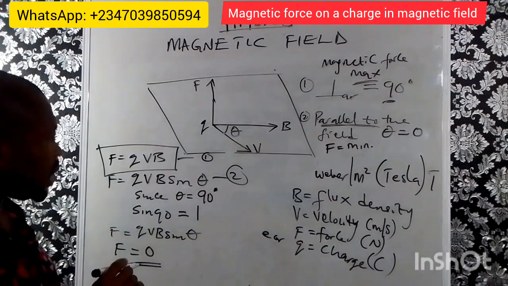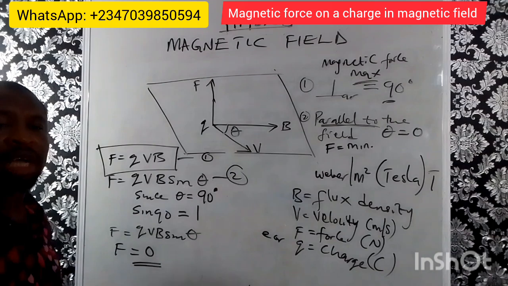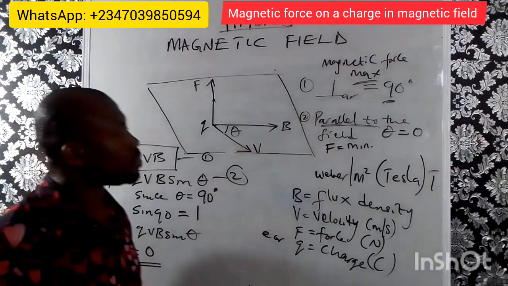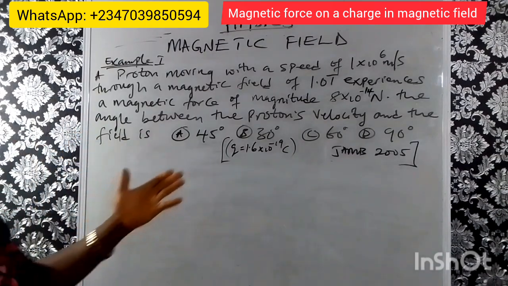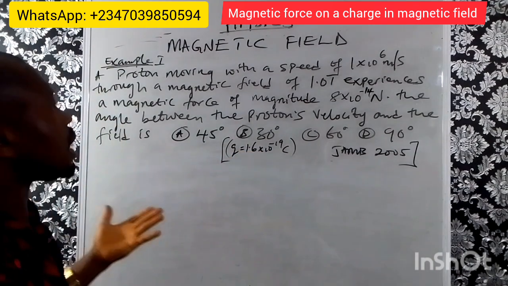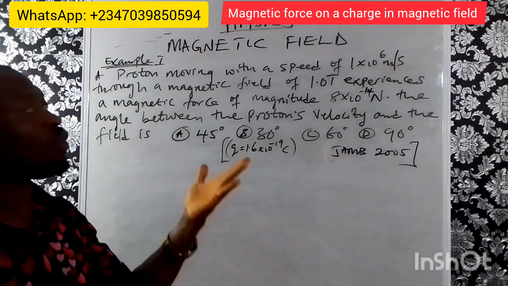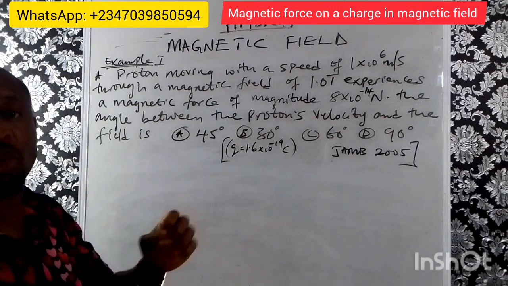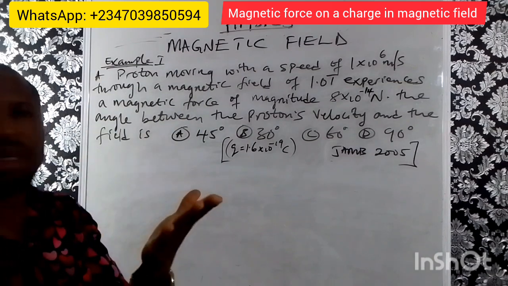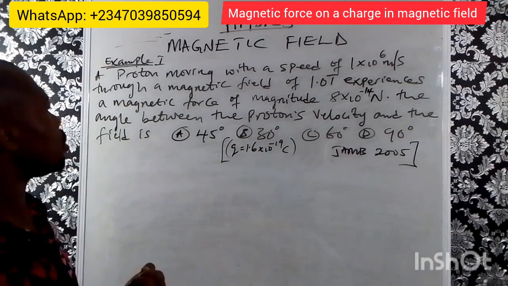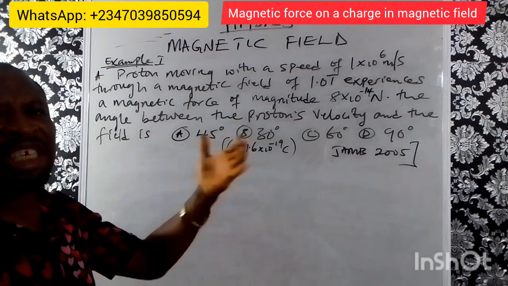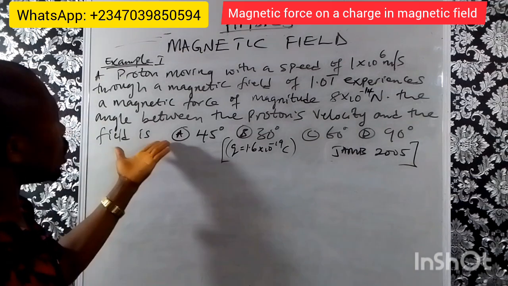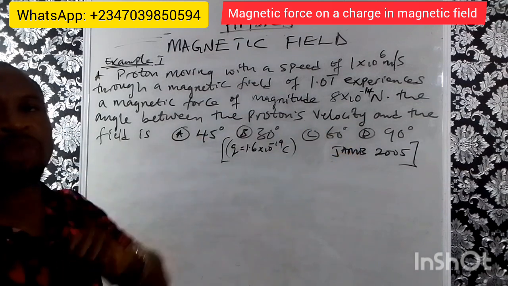Now, let us take one or two calculations to add flesh to what we have just discussed. A proton moving with a speed of 1 × 10^6 meters per second through a magnetic field of 1.0 Tesla experiences a magnetic force of magnitude 8 × 10^-14 newtons. The angle between the proton's velocity and the field is dash. Of course, it must be one of these options here.